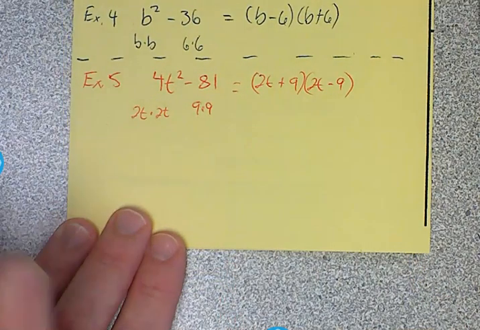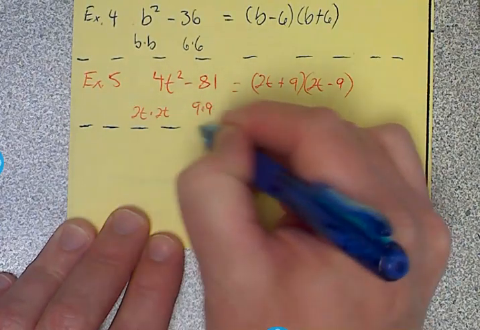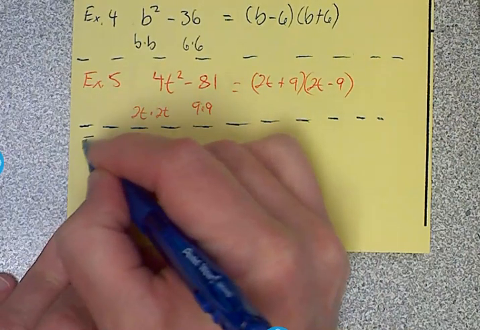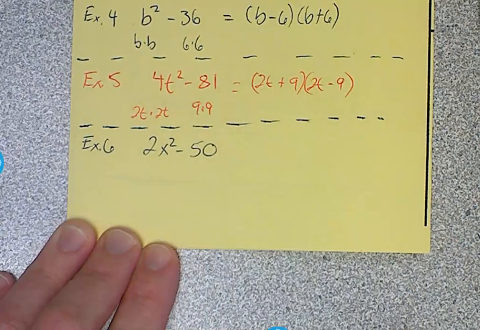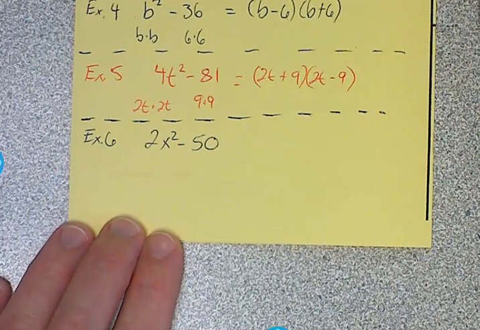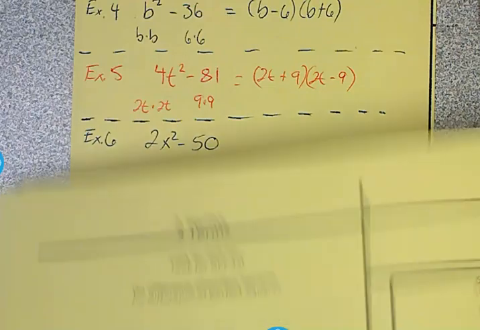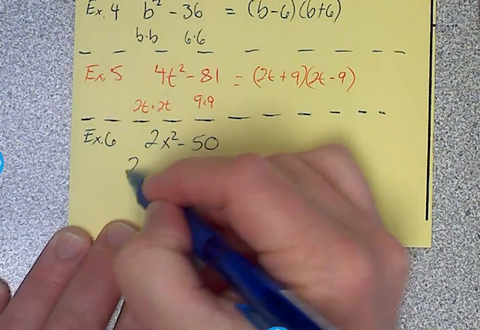Okay, now here's as hard a one that you can get for 2 terms. So it's 2x squared minus 50. Okay. And again, always looking for a GCF first. So on this one, if we look for the GCF first, we got one, right? Because we got 2 and 50, we can divide them both by 2.